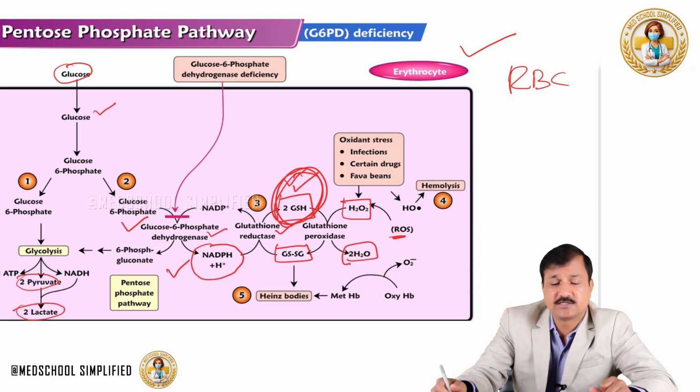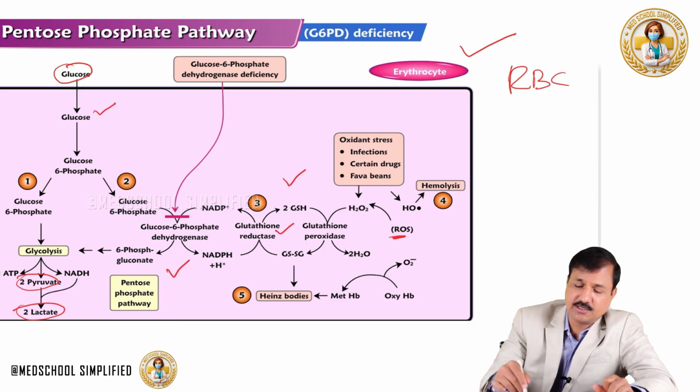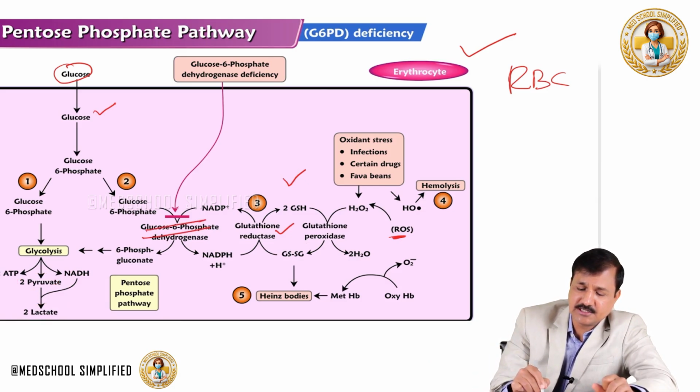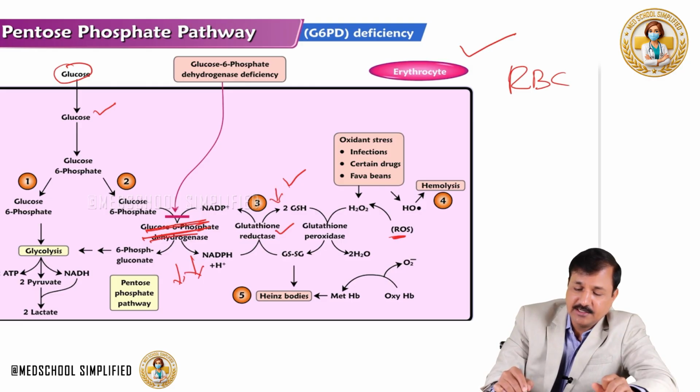And that needs activity of glucose-6-phosphate dehydrogenase enzyme. So in patients with G6PD deficiency, as shown here, which I already explained to you earlier, if there is a G6PD deficiency, that will lead to decrease in NADPH plus H plus, and that will in turn lead to decrease in GSH.